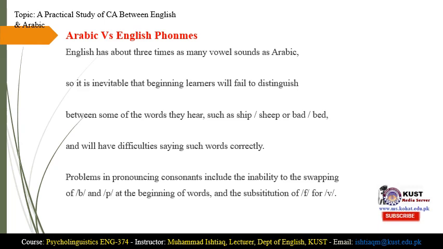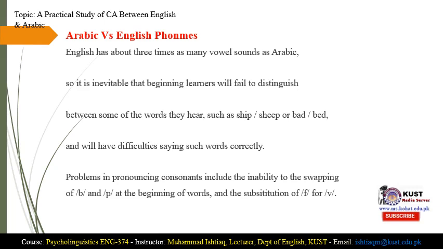So we are going to focus on Arabic and English. English has about three times as many vowel sounds as Arabic. The number of vowel sounds in English is too extensive. The set of vowel phonemes in English is quite large compared to Arabic. So English employs too many vowel sounds, whereas Arabic uses too few.